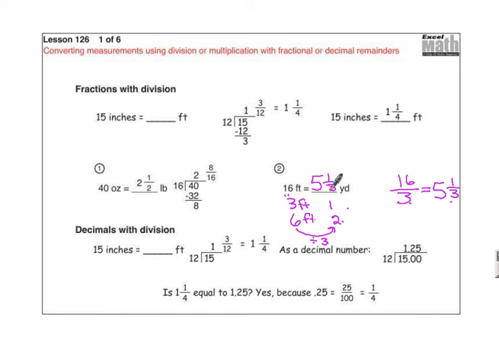All right, decimals with division. 15 inches equals how many feet? Same thing as this problem up here, except now we're going to do it as a decimal number. Here's how you do it as a mixed number. As a decimal number, you're just going to add 0.00 on there. 12 goes into 15 one time, and you get a remainder of 3, right? 12 goes into 30 2 times, that's 24, so you get a remainder of 6. 12 goes into 60 5 times. So the answer is 1.25. Well, because 1 and 1/4 is 1.25. Think about it, $1 and 1/4 is $1.25.